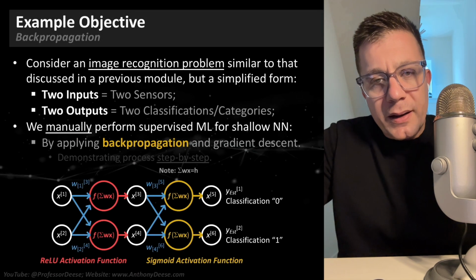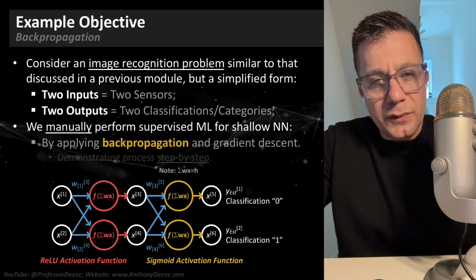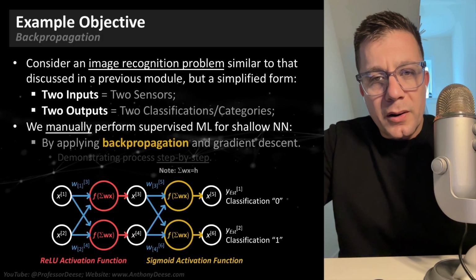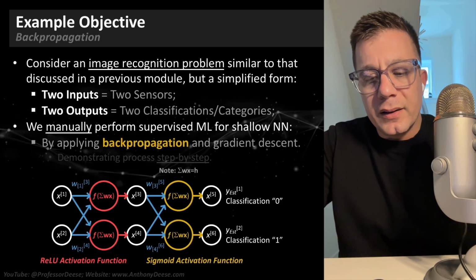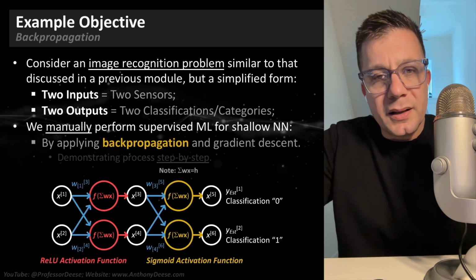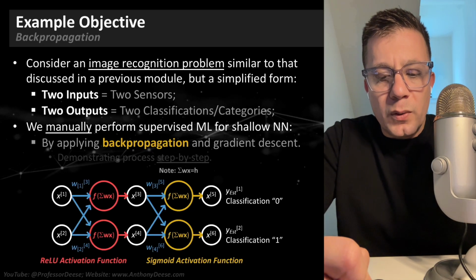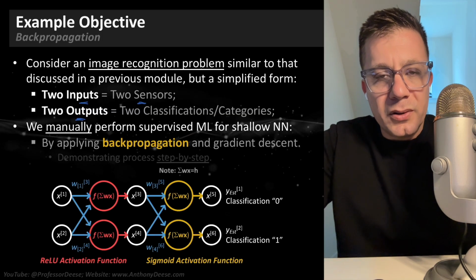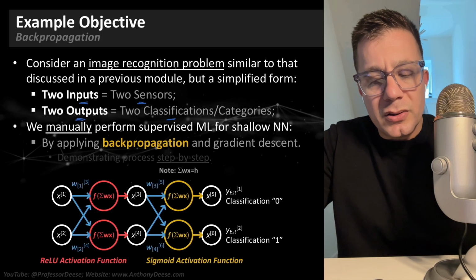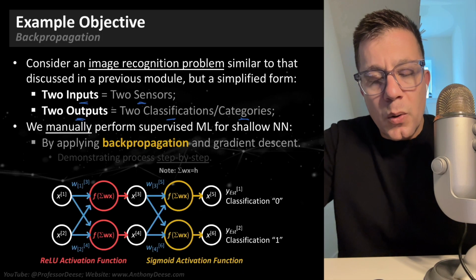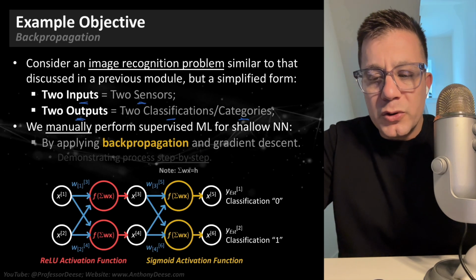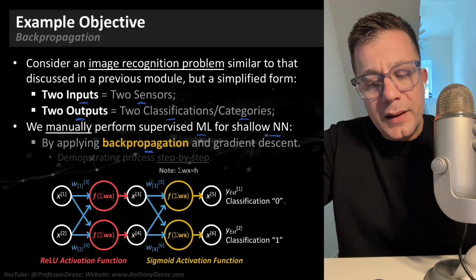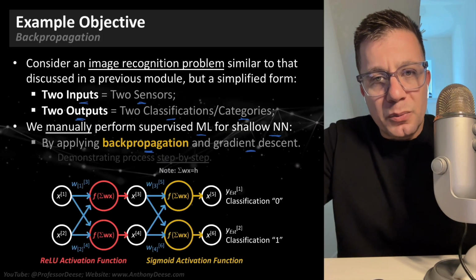We will consider an image recognition problem similar to that discussed in previous modules, for example, the handwriting recognition module, but we're going to use a simplified form. Why? Because a large part of this module requires us to do step-by-step handwritten calculations, and we want a simpler model to facilitate that process. So this neural network only has two inputs that would be associated with two sensors for our spatial averaging. We only have two outputs, which correspond to two potential classifications or two categories. Like I said a second ago, we are going to manually, step-by-step, perform supervised machine learning for this shallow neural network. By applying backpropagation in conjunction with gradient descent, we'll demonstrate this process step-by-step.